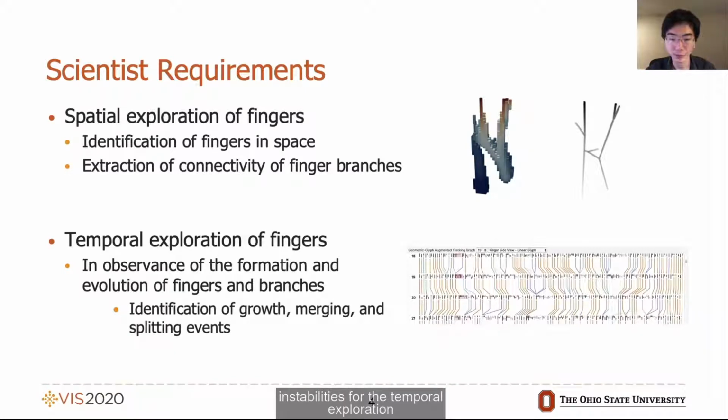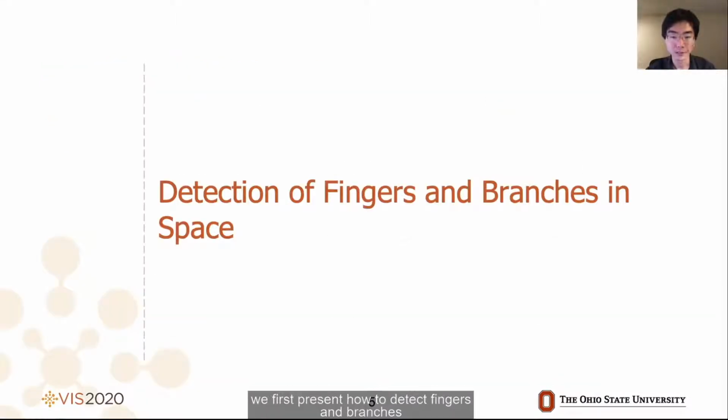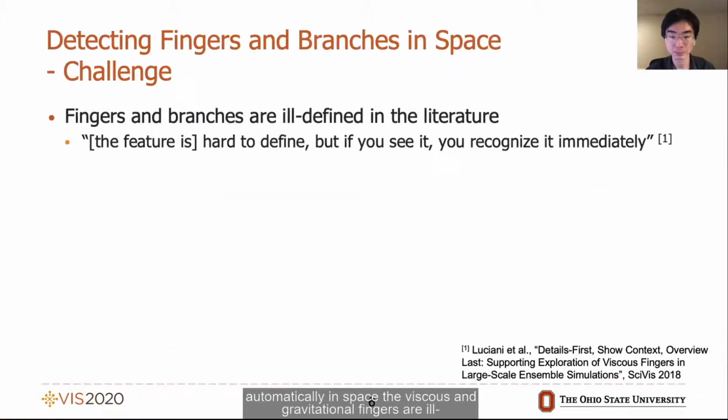For the temporal exploration, scientists were interested in the formation and evolution of fingers and branches. They wanted to identify the growth, merging, and splitting events of the time-varying fingers. In the following, we present the details of geometry-driven solutions for the spatial temporal exploration of viscous and gravitational fingers. We first present how to detect fingers and branches automatically in space.